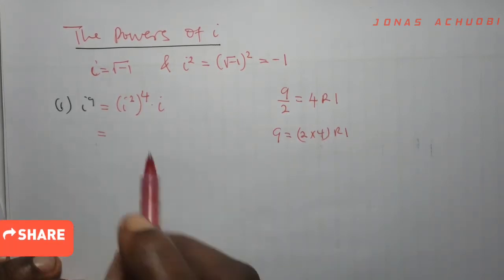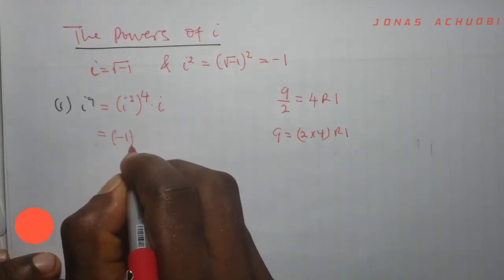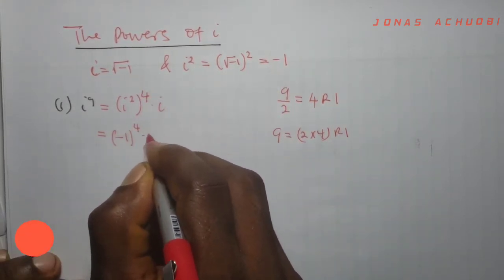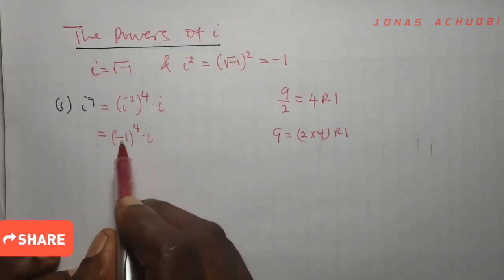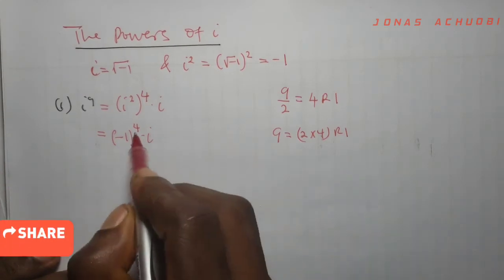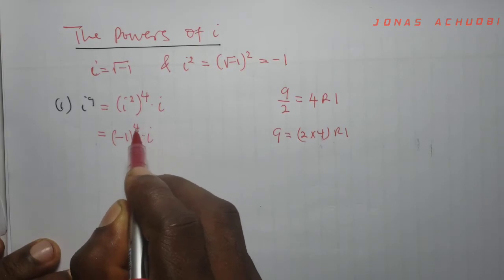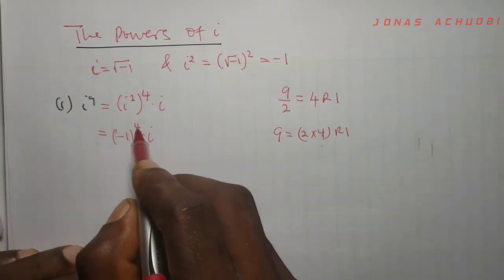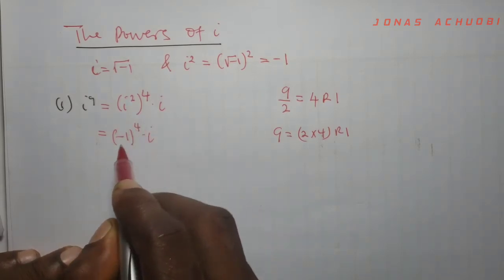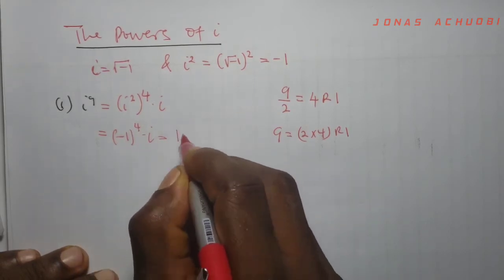From here, I know what i squared is. i squared is minus 1. So this is minus 1 raised to the power 4, times i. Minus 1 raised to the power 4 is 1. Remember, whenever you raise a negative number to the power of an even number, the answer is always 1. And of course, if the power is odd, then this will always be minus 1. So this becomes minus 1 raised to the power 4, which is 1, times i.